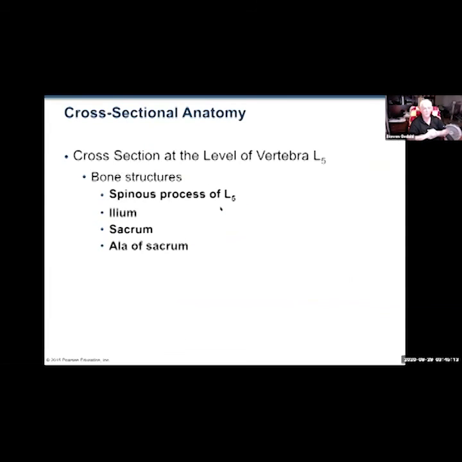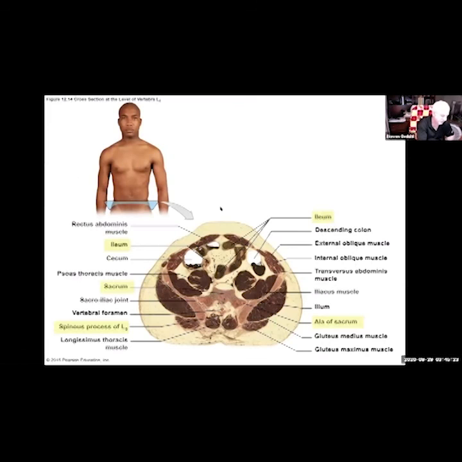And at L5, we still have the spinous process of L5. We have the ilium, the sacrum, and the ala of the sacrum. Okay. So here's the ilium. You can see the different areas where it's attached and the different angles it's cut at. But this is the ilium. This is part of the pelvic bone. You have the ala of the sacrum.